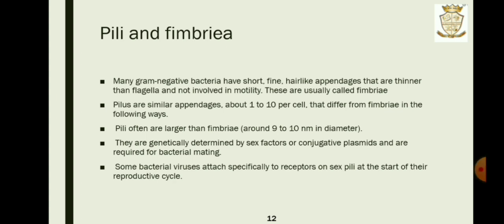Pili are similar appendages, about 1 to 10 per cell, that differ from fimbriae in the following ways. Pili are often larger than fimbriae. They are genetically determined by sex factors or conjugative plasmids and are required for bacterial mating. Some bacterial viruses attach specifically to receptors on sex pili at the start of their reproductive cycle.